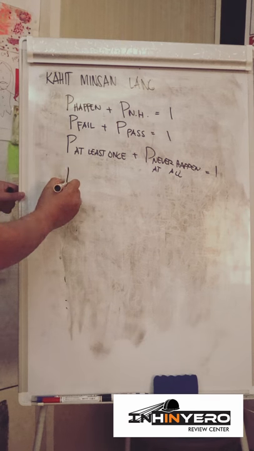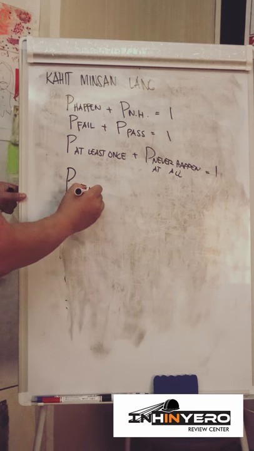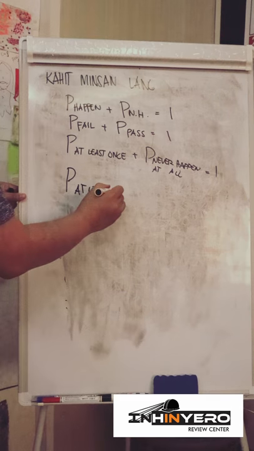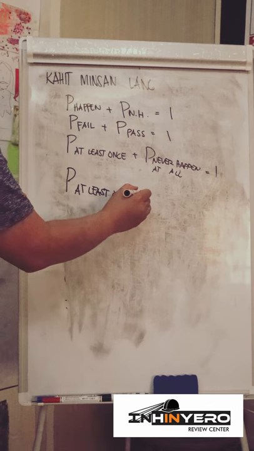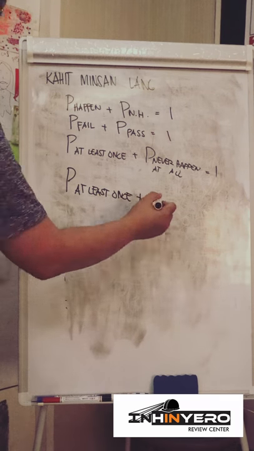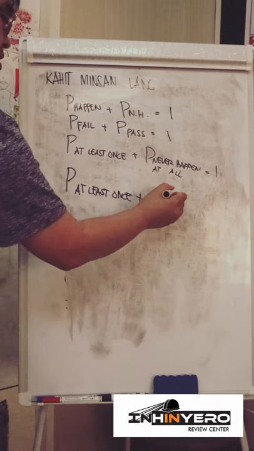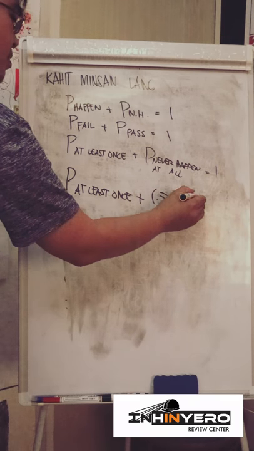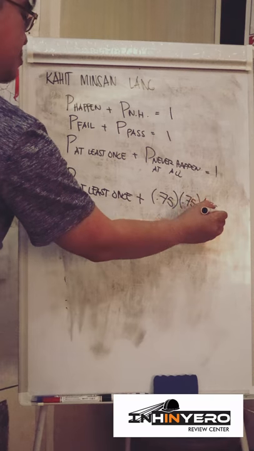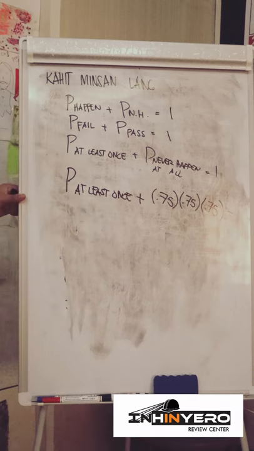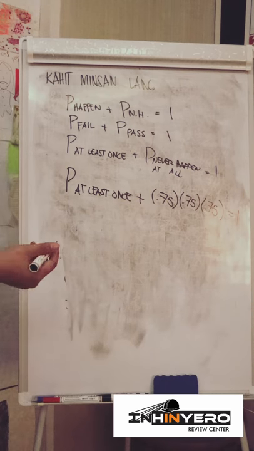So gusto mong pumasa kahit isa lang doon, yung ayaw mong mangyari is bagsak ka sa lahat. Bagsak ka sa una, bagsak ka sa pangalawa, bagsak ka sa pangatlo. So ganun lang kasimple. Kailangan lang alam mo yung opposite niya para magawa mo ito.